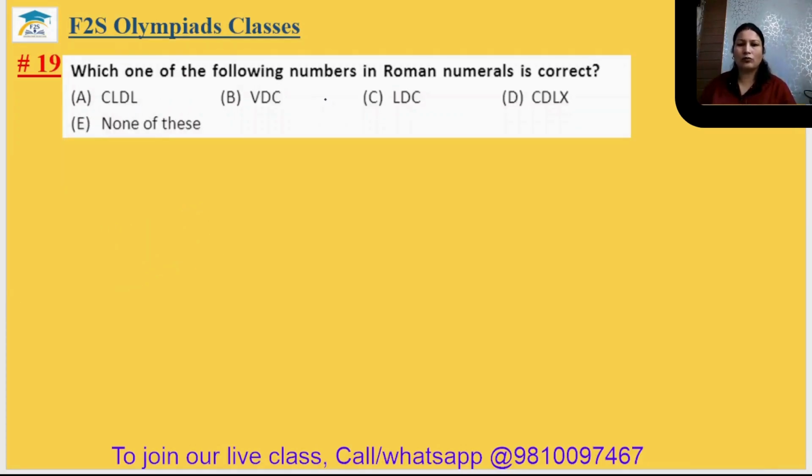19. Which one of the following numbers in Roman numeral is correct? So first option is CLDL. CL means 150, but again it is written D. So after L, D cannot be possible because we cannot subtract L from the D. D means 500. It can't be possible. VD. V cannot be subtracted from D. This is not possible. LD. L cannot be subtracted. If we write any smaller number on the left side in a Roman number, it means it is subtracting. Not possible.